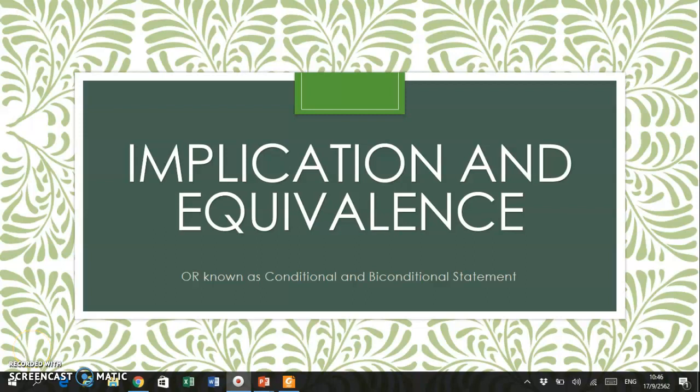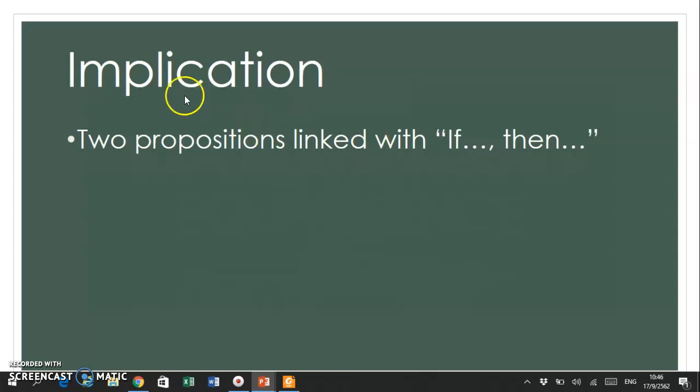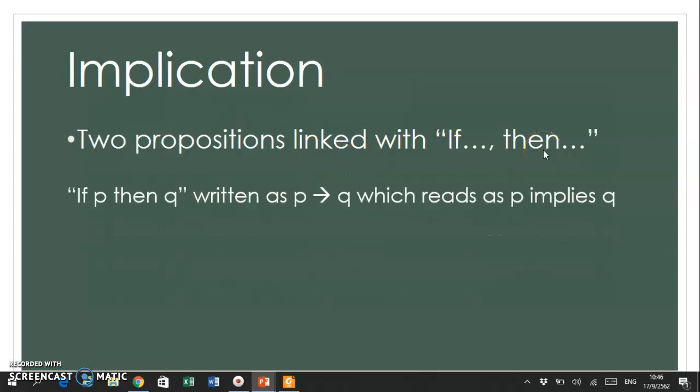Alright, so today we are going to do implication and equivalence, or they are known as conditional and biconditional statements. But in your textbook, it is known as implication and equivalence. Alright, so what is implication? Okay, well, implication is two propositions linked with if, then. So it is an if-then statement.